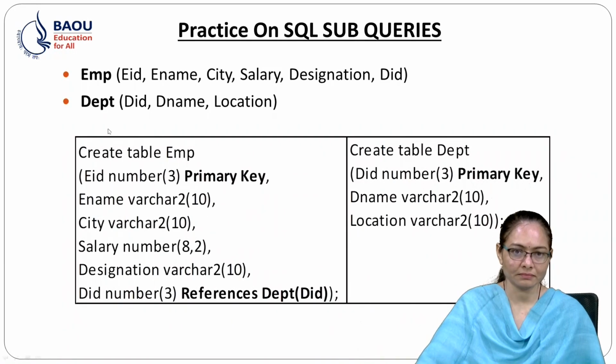See, this one is the primary key, and this one in the employee table is a reference key because it refers to a primary key. It is a master table, it is a child table, or a parent and child, master and detail tables.